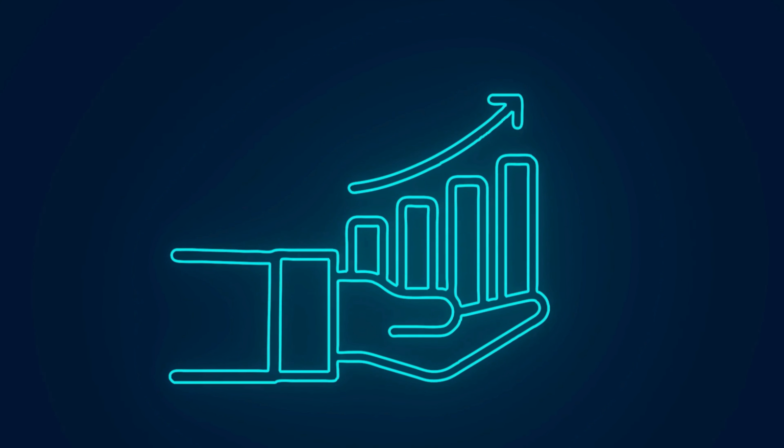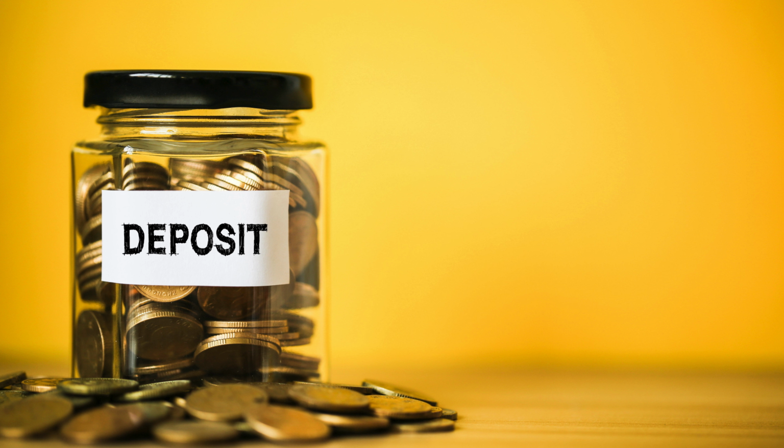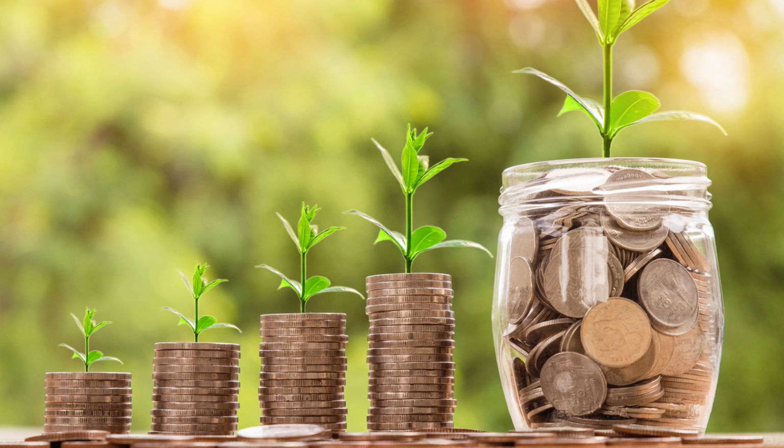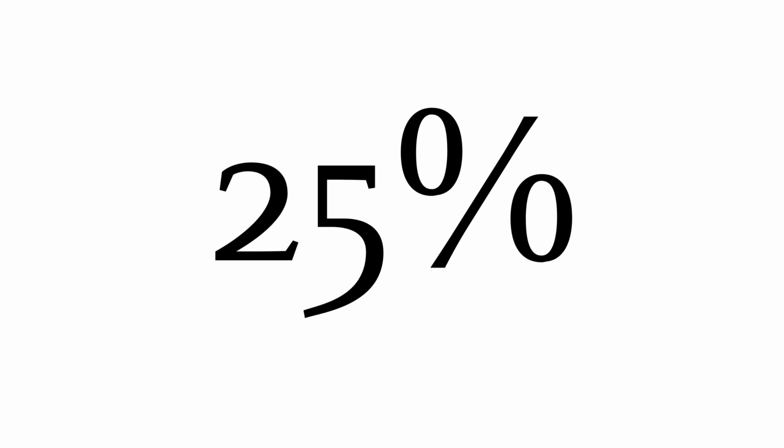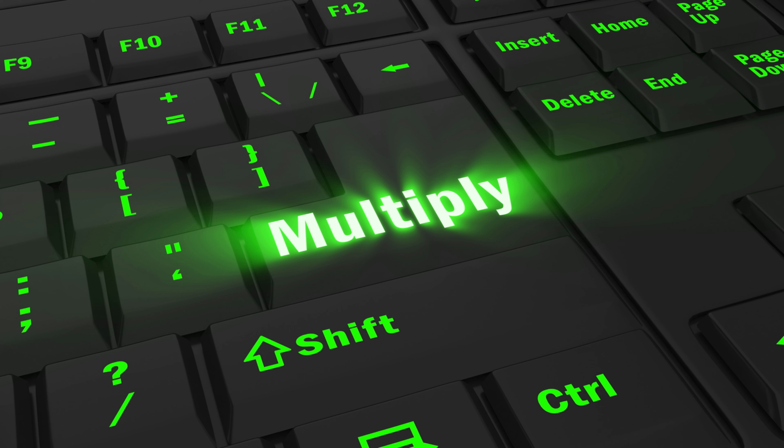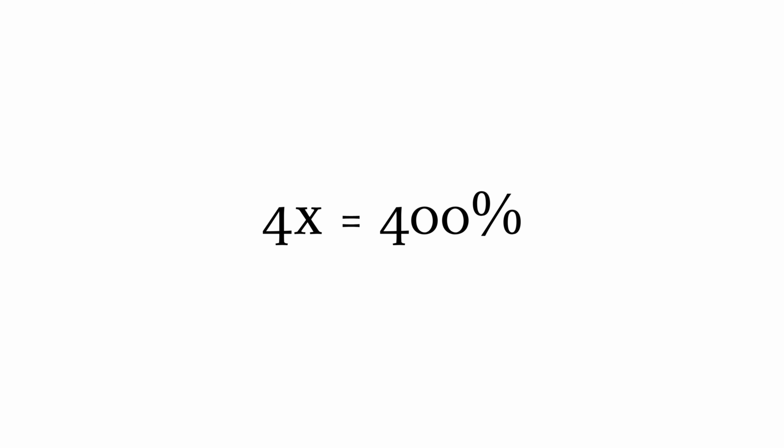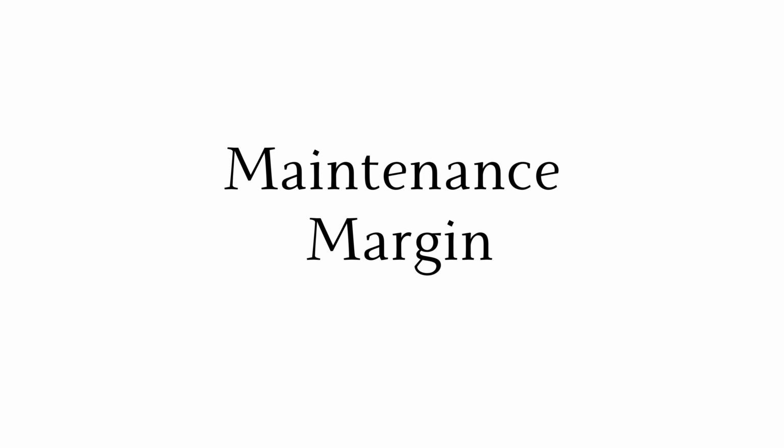Here are some key terms. A margin account is the type of account you need to open to start margin trading. Your initial margin is the amount of money you need to put down to open a position. For example, if you're using 4 times your leverage, your initial margin would be 25% of the total trade value. Leverage refers to how many times your money can be multiplied. In our example, we're talking about 4 times leverage. Maintenance margin is the minimum equity you must maintain in your margin account to keep your positions open.